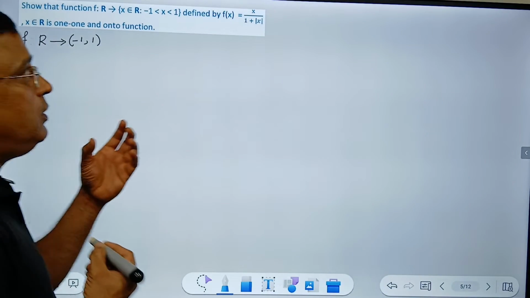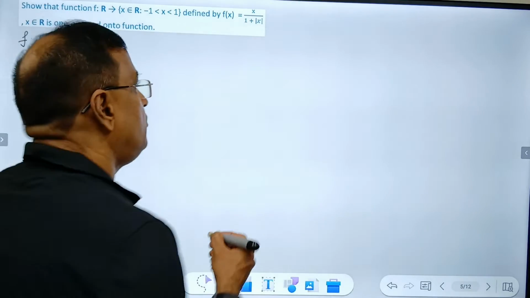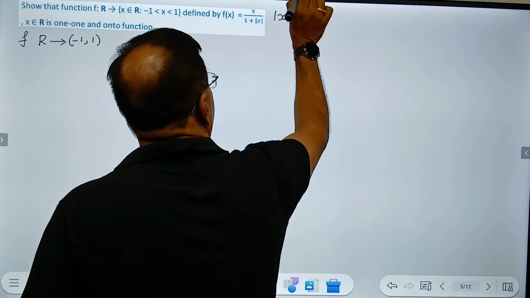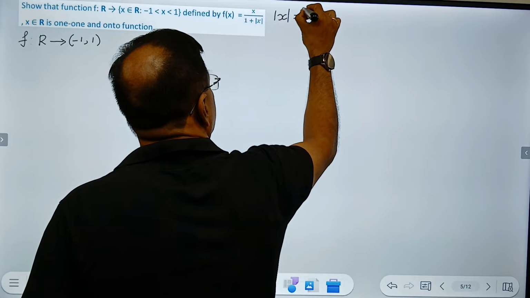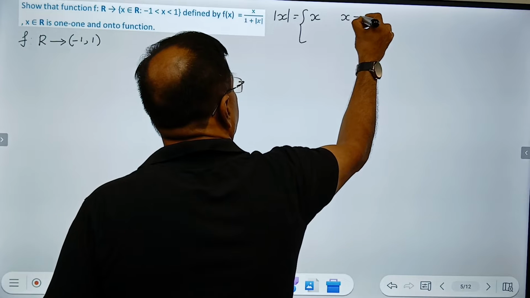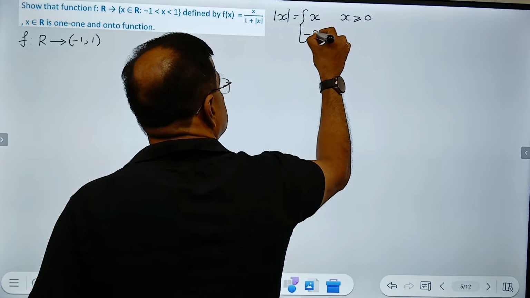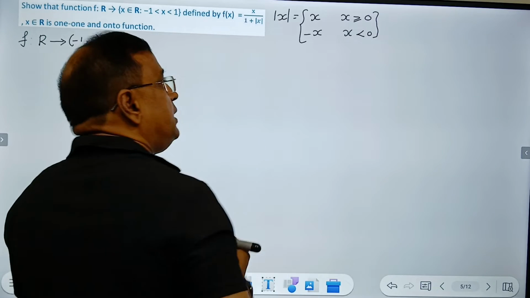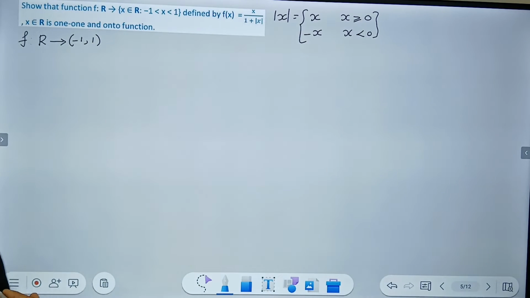Now, first of all, you should know the definition of modulus x. So, what is the definition of mod x? Mod x is defined as x when x is greater than or equal to 0, and it is minus x when x is less than 0. So, this is a very simple definition of modulus of x.